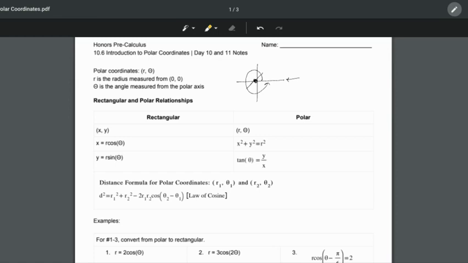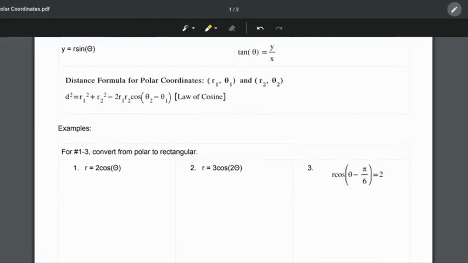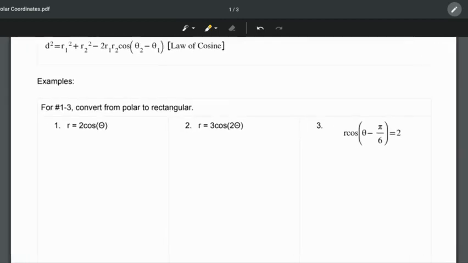And then we also have the relationship we've seen from previous chapters where the tangent of your angle is equal to y over x. So there's also a distance formula for polar coordinates where, when you have two polar coordinates, r1 theta 1 and r2 theta 2, you can find the distance between them by using what's basically the law of cosines. So we'll see some of those later.